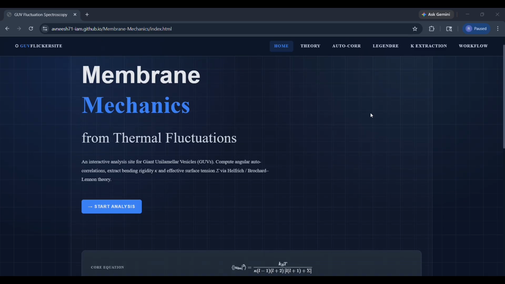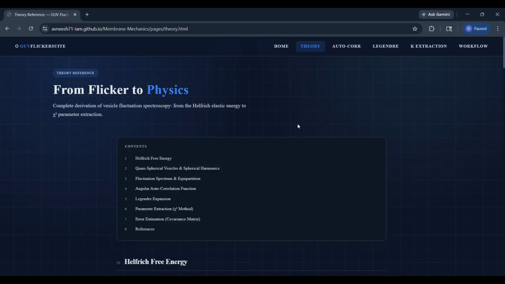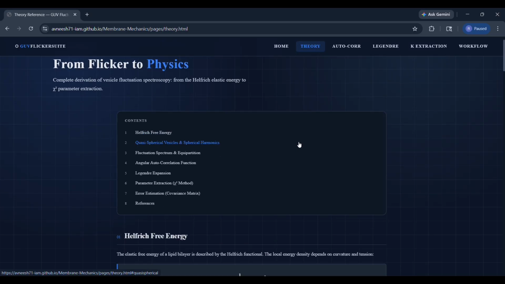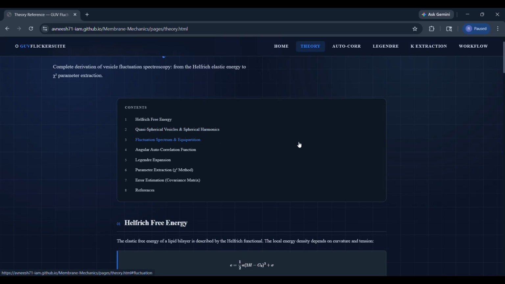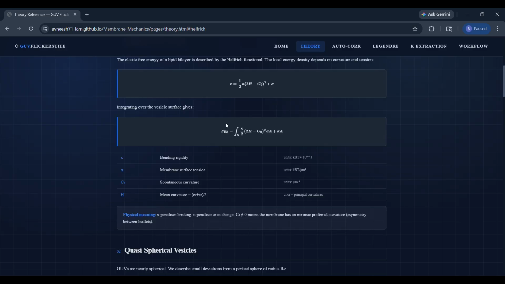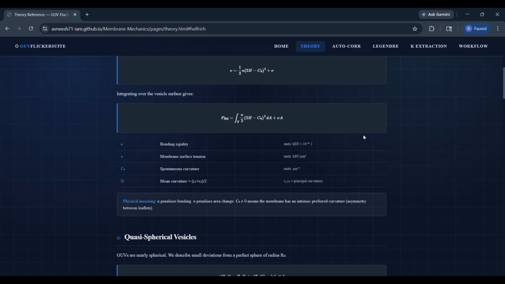So let's go to the theory workflow. The theoretical foundation is Helfrich elasticity. Fluctuations are expanded in spherical harmonic modes, and thermal equipartition gives mode amplitudes. Then we compute angular autocorrelation gamma from contours and project it into Legendre modes. Finally, we fit theory to measured B_L values and recover kappa and effective tension sigma.